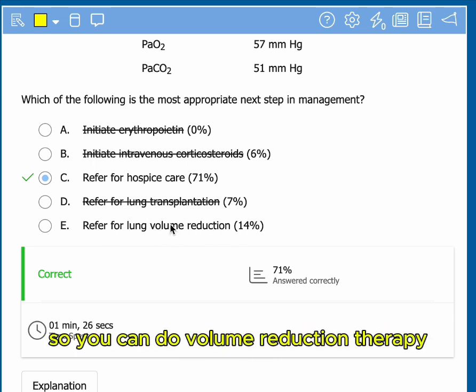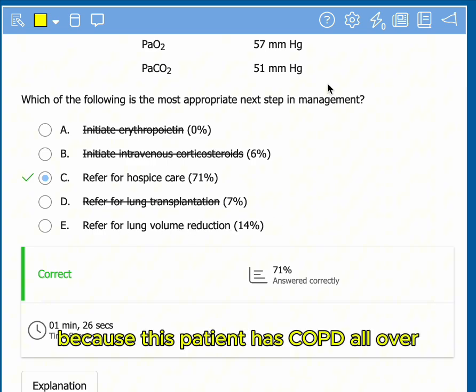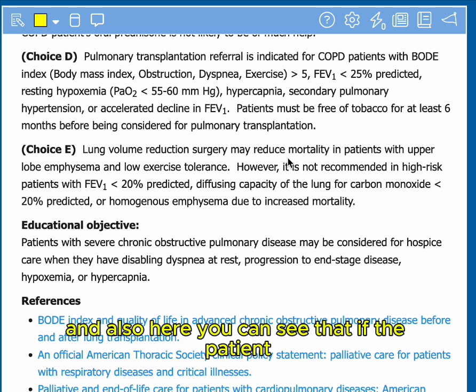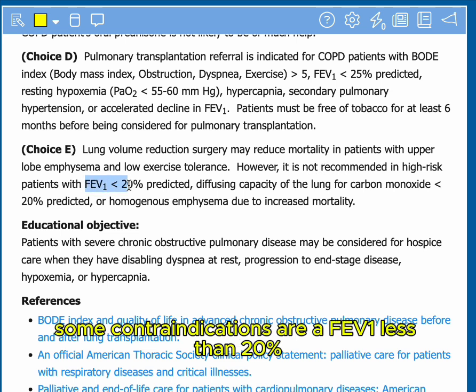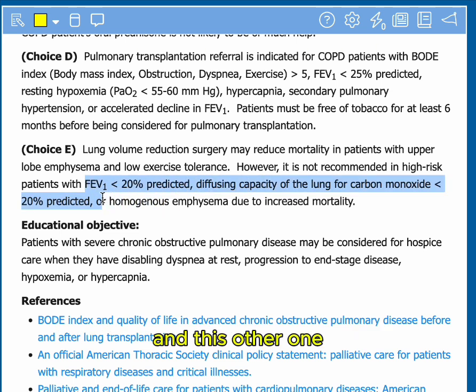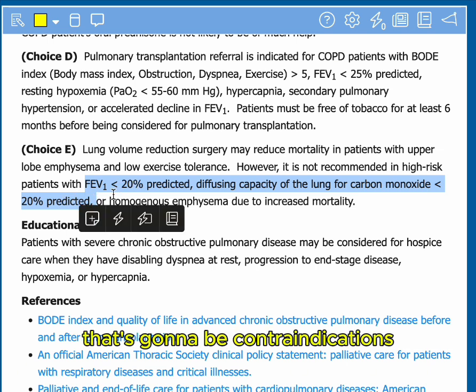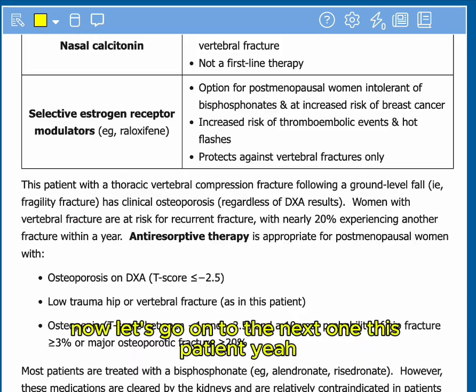So you can do volume reduction therapy, but this isn't the case because this patient has COPD all over in all the lungs. And also here you can see that some contraindications are an FEV1 less than 20% and diffusing capacity for carbon monoxide less than 20% predicted. So that's going to be contraindications to lung volume reduction. Now let's go on to the next one.